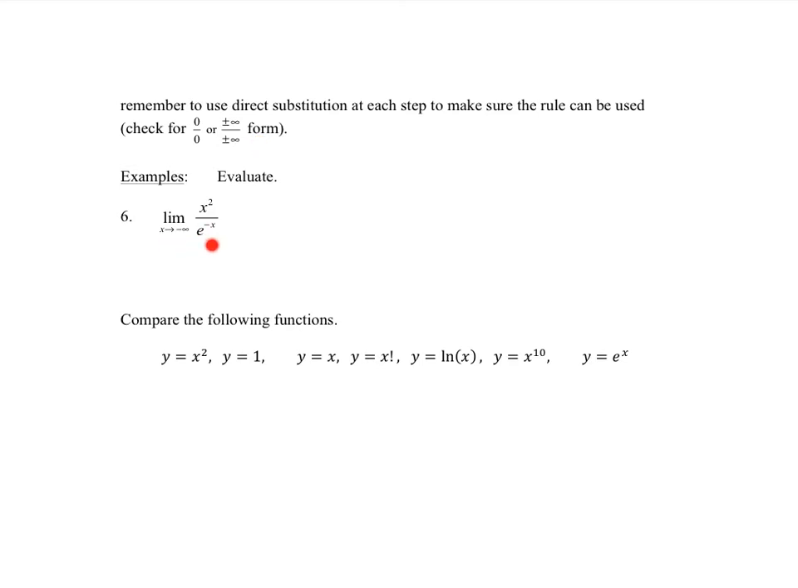So how about if we evaluate the limit as x goes to negative infinity of x squared over e to the negative x. If we plug in negative infinity, this bottom will be e to the positive big number. So this is going to go off to infinity, and this is going to go off to infinity. So yes, we can use it.